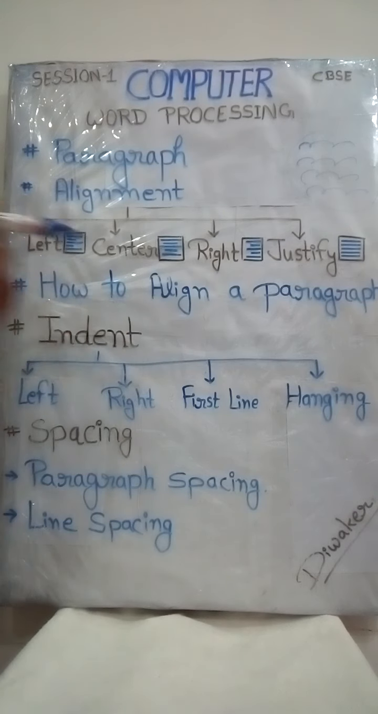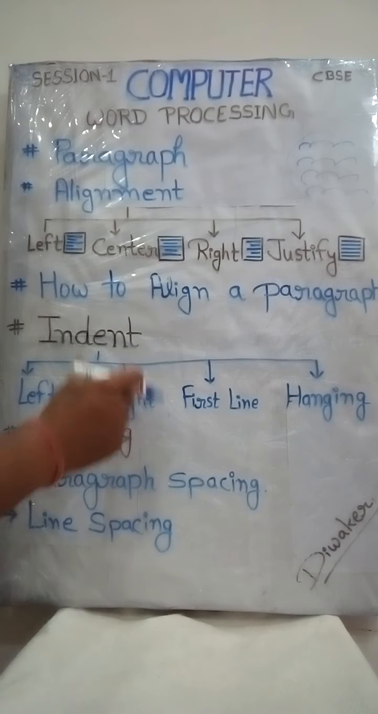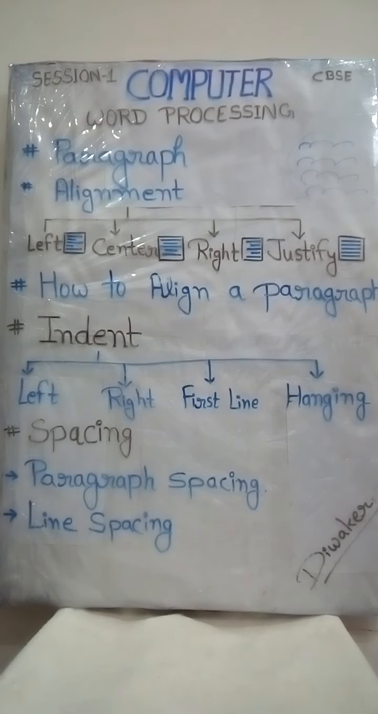Now the next one is indentation. How will you indent? Indentation is mostly of 4 types: left, right, first line, and hanging. Mostly we say left indentation is positive, right is negative. So we say positive, negative, and hanging indentation. So what is indentation, or what is known as the indent?